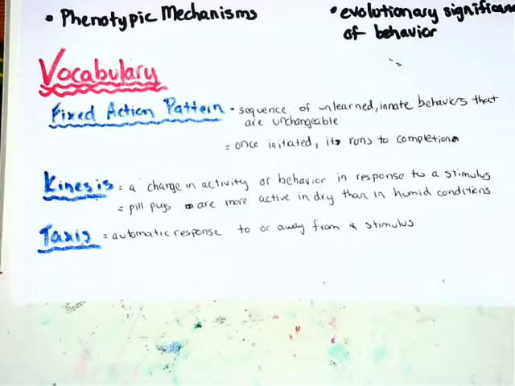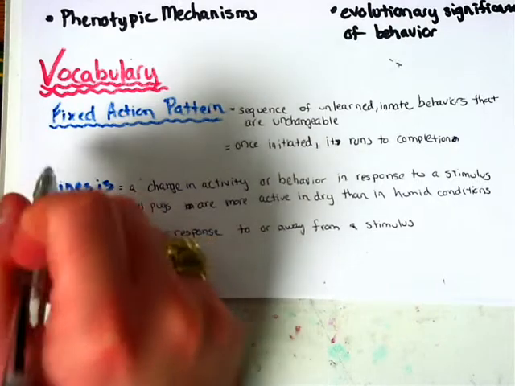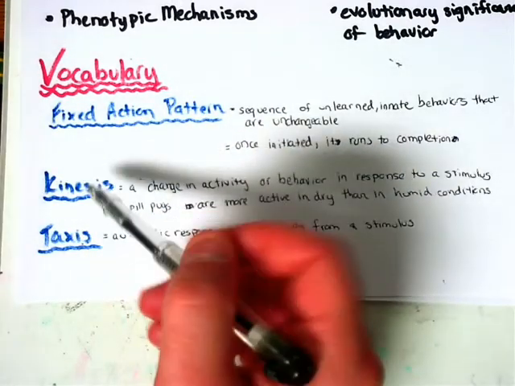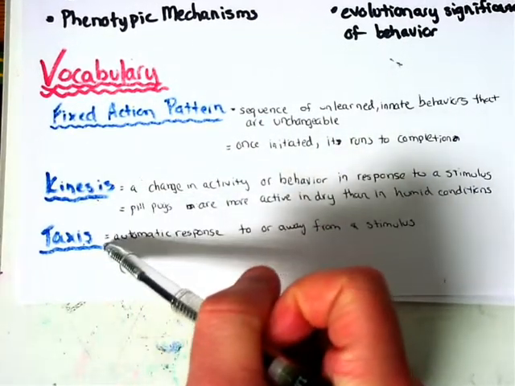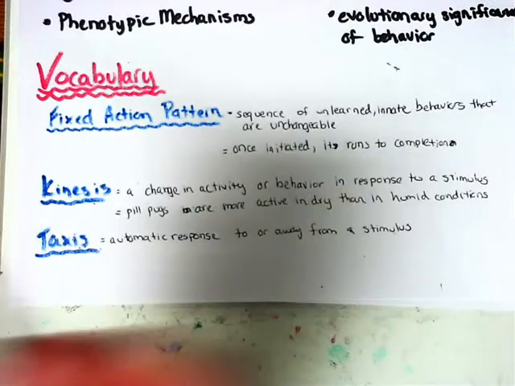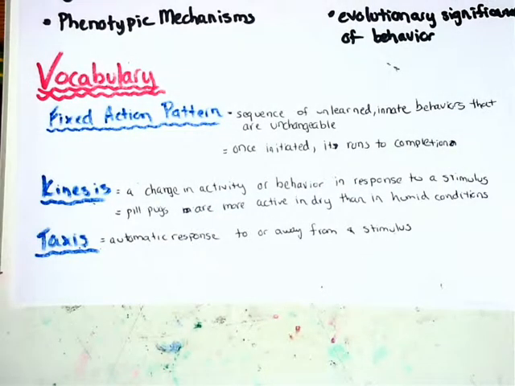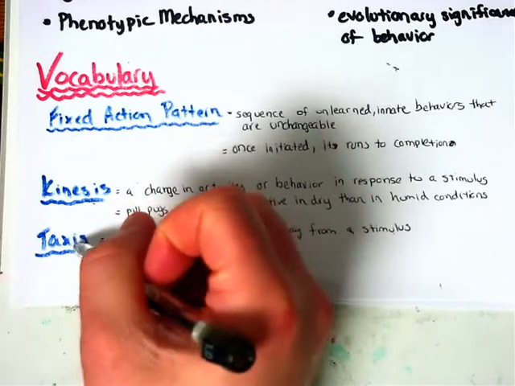Taxis is to go away from or to something else. So they're both about movement, if you think about it. But this is how fast are you moving, and this is what direction are you moving. So kinesis is basically just a person's activity level. Like literally, are you going 4 miles per hour? Or are you going 50 miles per hour?